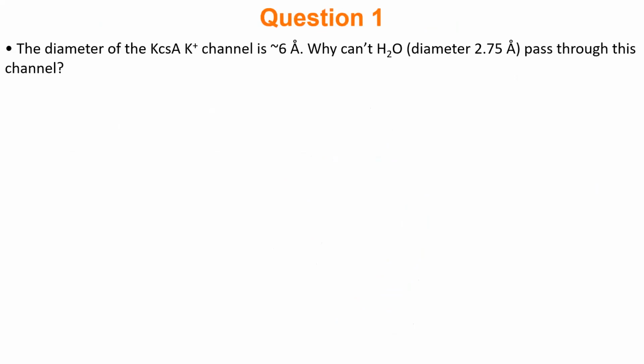So here's a question. One of the diameters of the potassium channel is roughly 6 angstroms. I want to know why a single water molecule, which has a diameter of 2.75 angstroms, can't go through the potassium channel. If the potassium channel is 6, wouldn't it make sense for something smaller to go through? But that doesn't happen. Can anyone verbalize, make sense of why that could not happen?